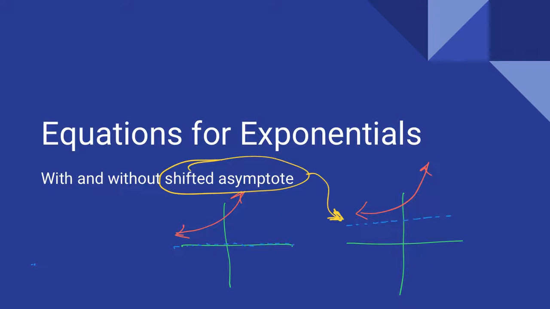All right, let's take a look at equations for exponentials with and without shifted asymptotes. So what that looks like is you have a couple of grids like this, or exponential curves. A standard exponential curve looks like that, and you'll notice I'm adding a blue asymptote across at y equals 0. Then a shifted asymptote graph would be one with the asymptote shifted above the y equals 0. So that is that position right there. This is what we're going to get into.